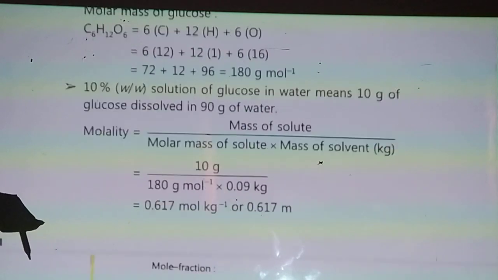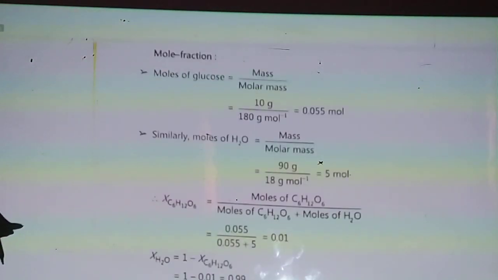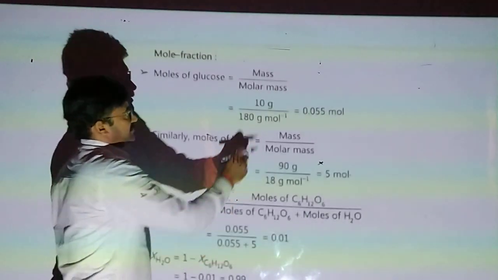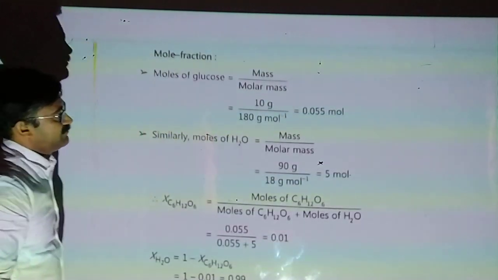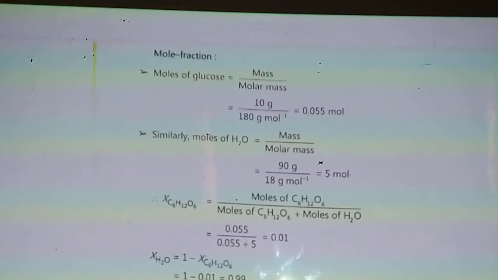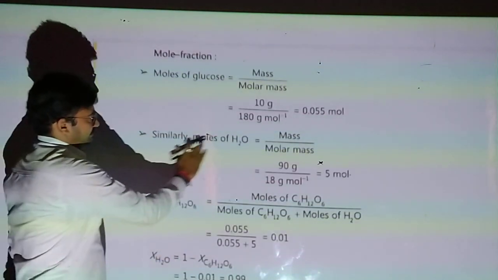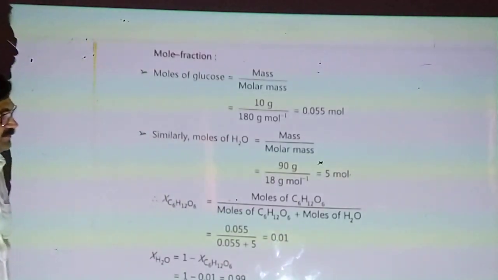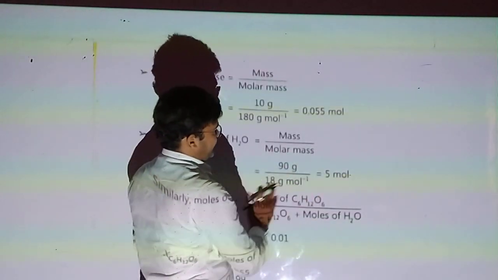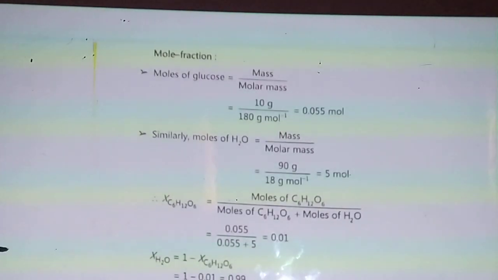Now mole fraction. How can we define mole fraction? Everybody knows, mole of the particular component upon total number of moles of the solution. So mole of the glucose, how can we define, sir? Mass of the glucose upon molar mass. 10 divided by 180. So 0.055 mole. Similarly, moles of water means mass upon molar mass. 90 divided by 18. So 5 mole.